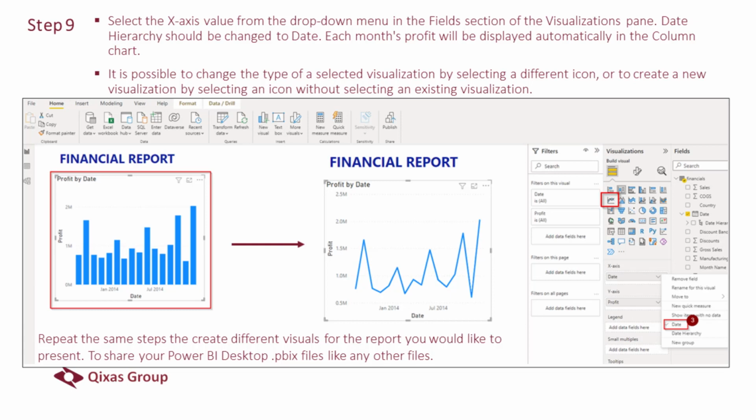Step 9. Select the X-axis value from the drop-down menu in the Fields section of the Visualizations pane. Date hierarchy should be changed to date. Each month's profit will be displayed automatically in the column chart. It is possible to change the type of a selected visualization by selecting a different icon, or to create a new visualization by selecting an icon without selecting an existing visualization. Repeat the same steps to create different visuals for the report you would like to present. You can share your Power BI Desktop PBIX files like any other files.